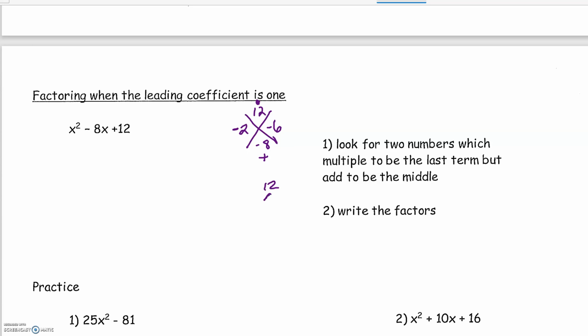So you can write out your factors of 12: 1 and 12, 2 and 6, and then figure that out. So we're going to put those in our set of parentheses. So x squared, what gives me x squared? x and x. And then what gives me 12? Well, the two numbers I found that add to get that negative 8 are negative 2 and negative 6.